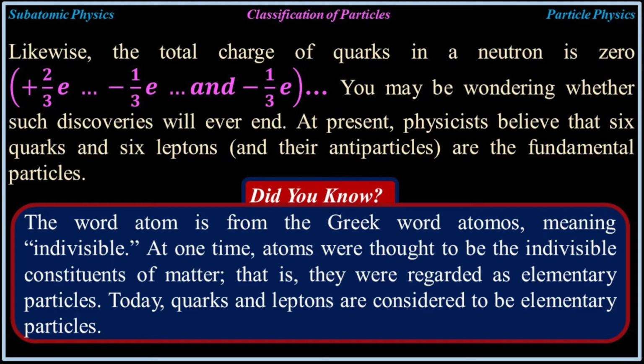At present, physicists believe that 6 quarks and 6 leptons and their antiparticles are the fundamental particles. Did you know the word atom is from the Greek word atomos, meaning indivisible? At one time, atoms were thought to be the indivisible constituent of matter. That is, they were regarded as elementary particles. Today, quarks and leptons are considered to be elementary particles.